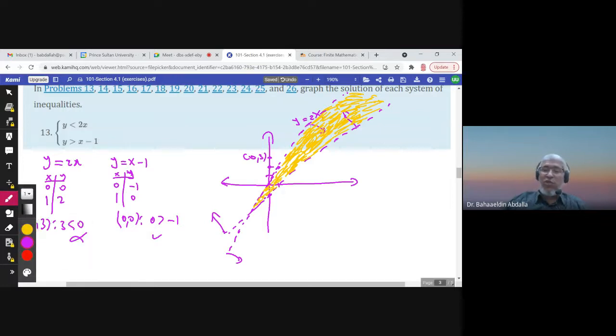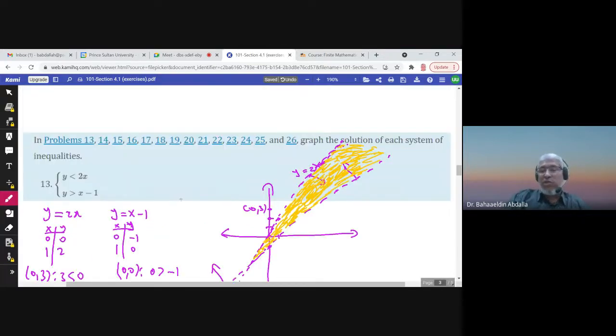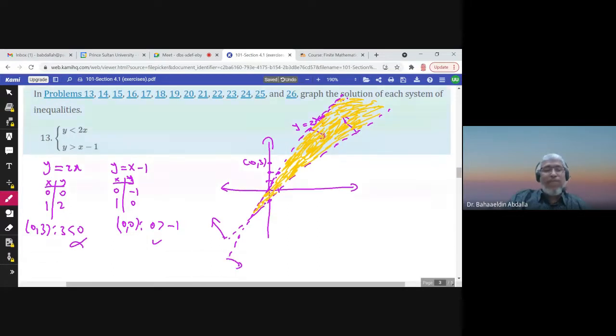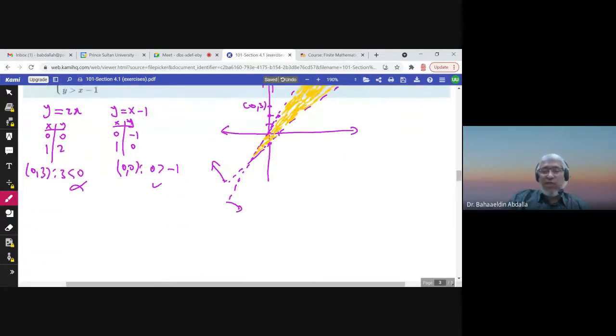This line should go, I think, like this. My graph, excuse my graph. Okay, nice. So this is the graph. This is the solution of the system. The two lines are not included in the solution.